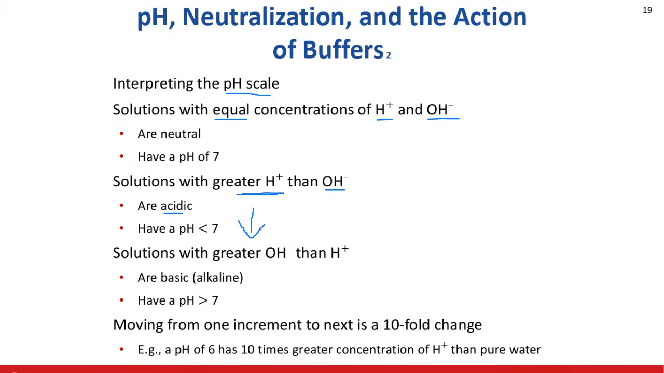Conversely, when we're dealing with solutions that have more hydroxide ions or very little hydrogen ions, they're going to be basic. So they'll have an increased pH: 8, 10, 11. Also know this: when we go from a pH value of 7 to say 6, it is a 10-fold change, which means that solution has 10 times more hydrogen ions in it than pure water. That's all that means. I'm not going to get into the log equations and all that.